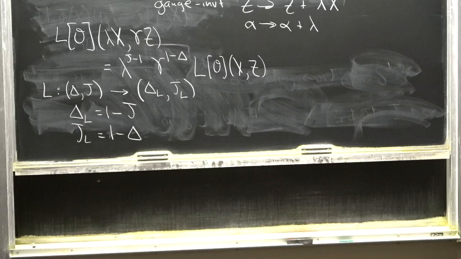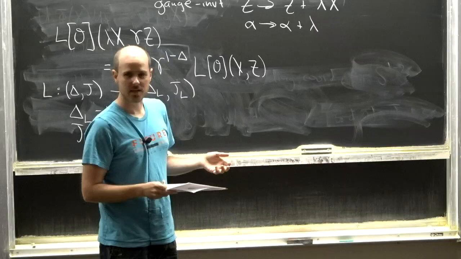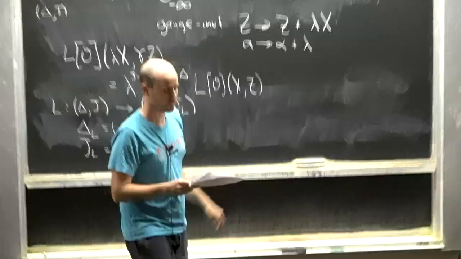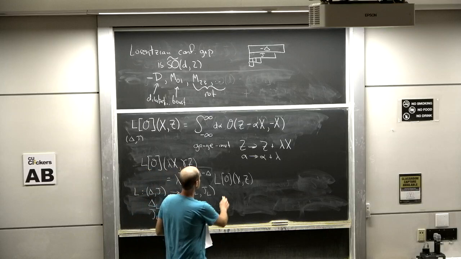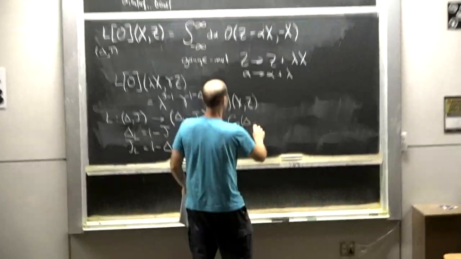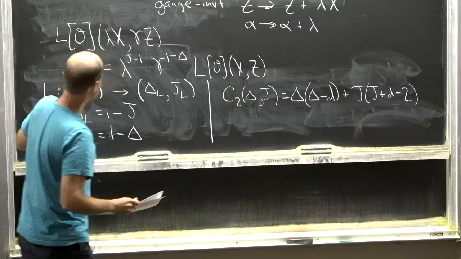So in particular, it does this job of flipping the first two rows of the Young diagram. And you see it does this without modifying the gauge invariance condition. So this thing is still gauge invariant in the same way that O was gauge invariant. There's an immediate check that you can do that this all makes sense, which is to check that this transformation of quantum numbers preserves the Casimirs of the conformal group. For example, there's the quadratic Casimir of the conformal group, which looks like this, delta times delta minus d plus j times j plus d minus 2. And this transformation is actually a symmetry of this Casimir. I encourage you to check it.